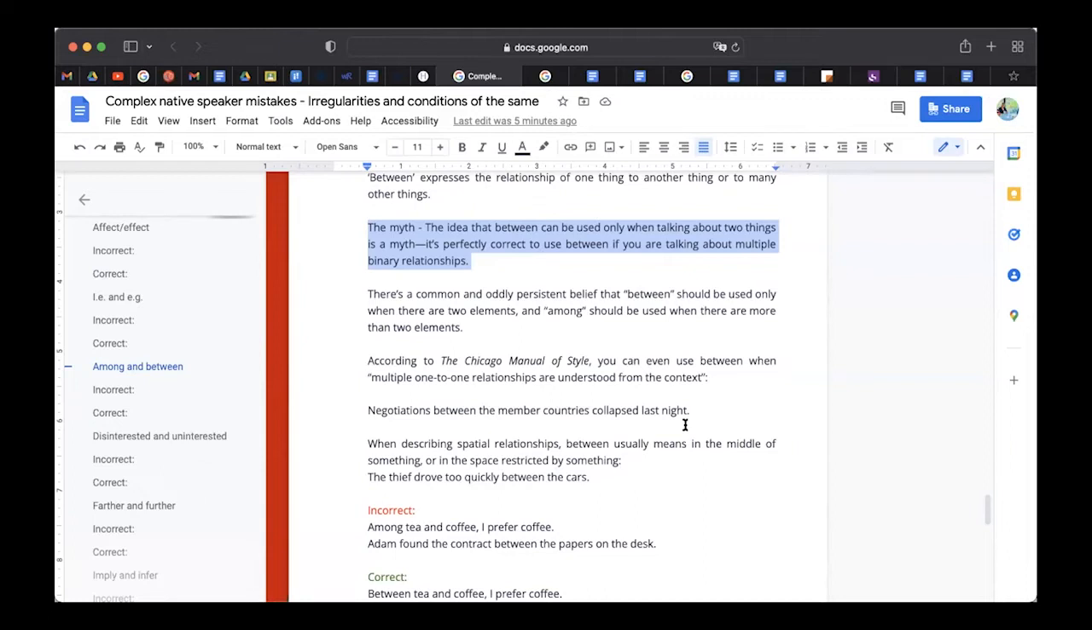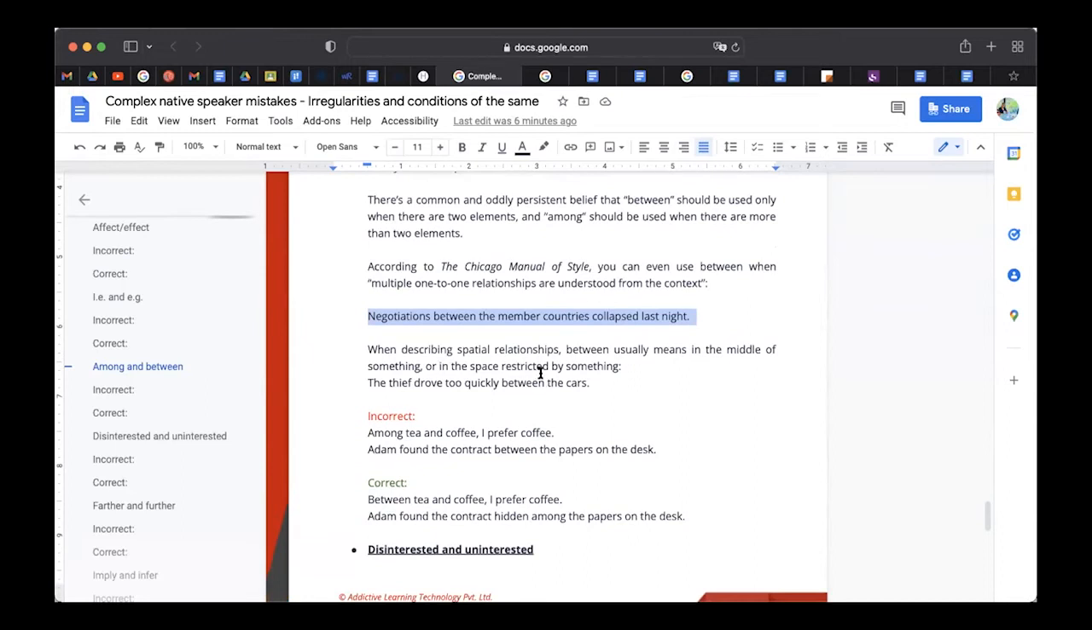For example, let's look at this statement: negotiations between the member countries collapsed last night. Over here, when I say between the member countries, there aren't just two, right? There are so many more. It is an array of countries. So between can be used for expressing a relationship between more than two elements, and among is used also when there are more, but it's not a tight but a loose relationship.